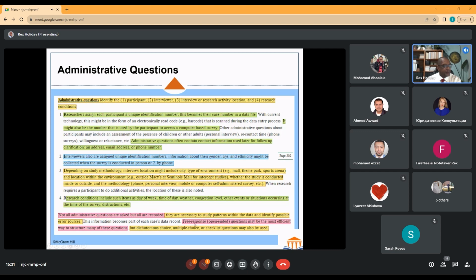Free response to open-ended questions may be the most efficient way to structure many of these questions. But dichotomous choice, multiple choice, or checklist questions may also be used. We went into that a little bit, as well as in some of the videos that we viewed. They talk about these open-ended questions because you're going to get more information back. But again, we talked about how that all depends on the size of the population that you're studying and the participants of your survey. If we have several hundred or a couple of thousand, then the open-ended question probably is not going to work so well because you wouldn't have enough time or resources to go through those. It would be like looking at several thousand essays, if you will, so a short essay. Okay, any questions on this? There's a lot there, I know.